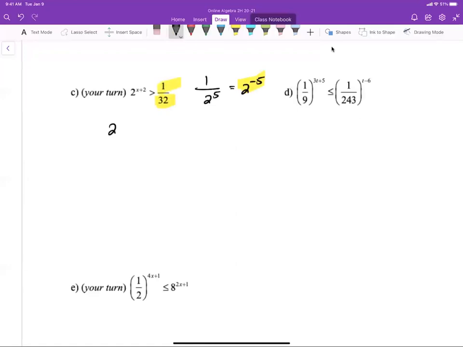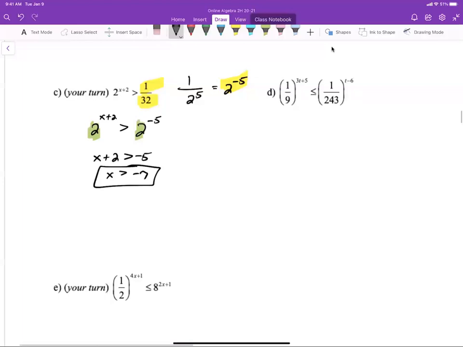So now I have my bases the same. 2 to the x plus 2 is greater than 2 to the -5th. My bases are the same, and my bases are greater than 1. So I can solve this pretty straightforward. x plus 2 is greater than -5. Subtract 2 from both sides, and I find x is greater than -7.